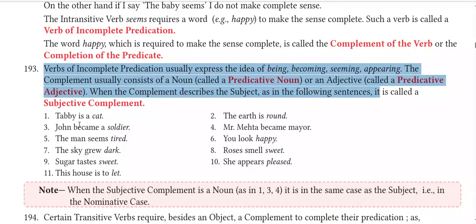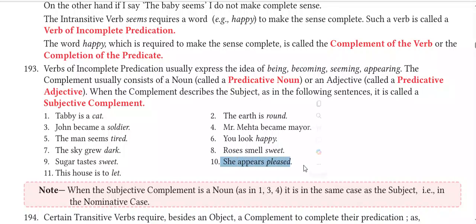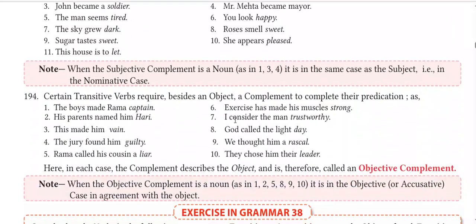Now let's see. The baby is a cat. John became a soldier. The man seems tired. The sky grew dark. Sugar tastes sweet. She appears pleased. Now see, these are verbs in which the subject is described. When the complement describes the subject, that is called the subjective complement. I hope things are very clear now.